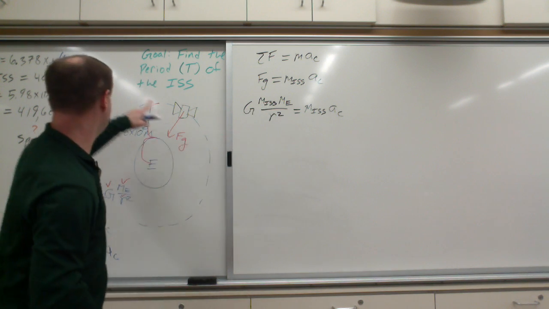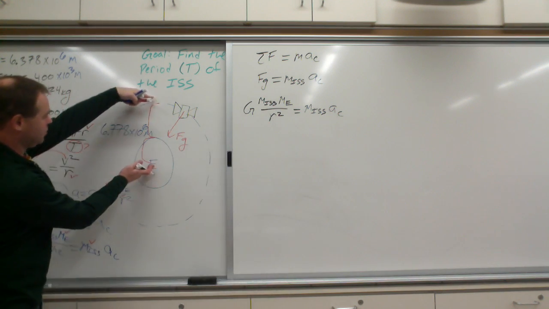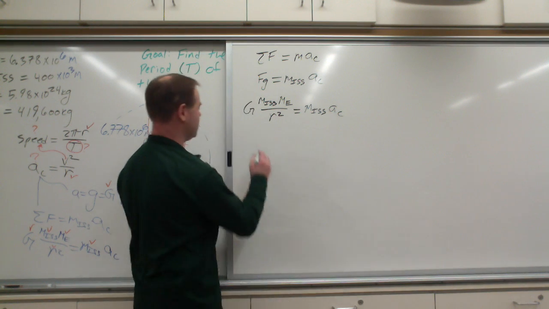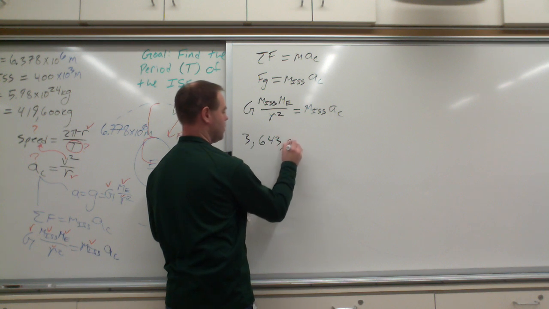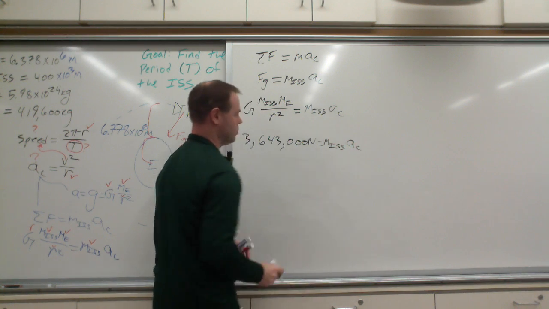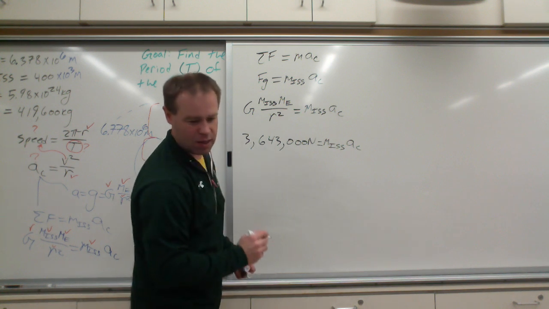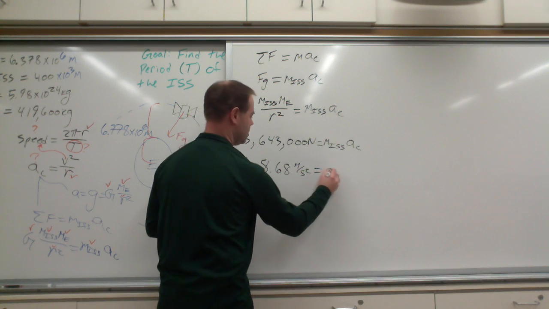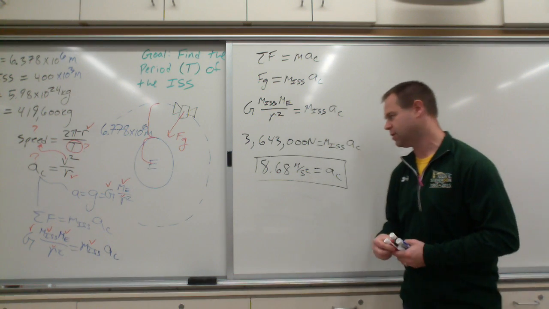Like I said, we've got mass of the International Space Station right here, we've got mass of the Earth right there, and we've got this distance between their centers right here. So you plug in all those values, and you find that the force gravity on the International Space Station is 3,643,000 newtons. So that's going to equal mass of the International Space Station times the centripetal acceleration. We divide mass of the International Space Station over, we find that the acceleration is 8.68 meters per second squared. So that is the centripetal acceleration that the International Space Station is experiencing as it orbits the Earth.